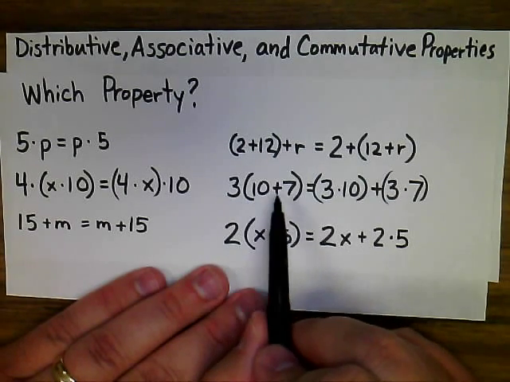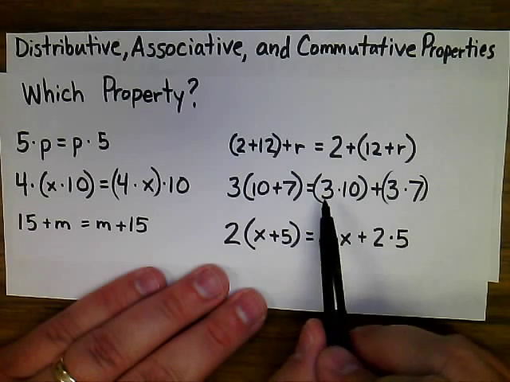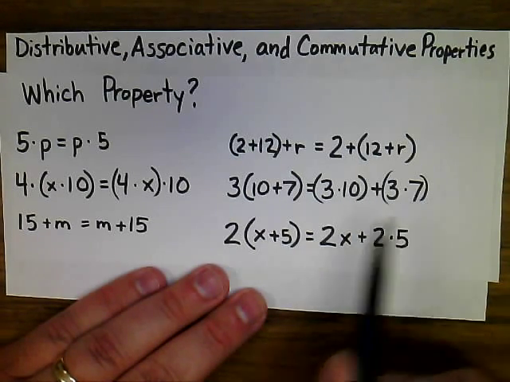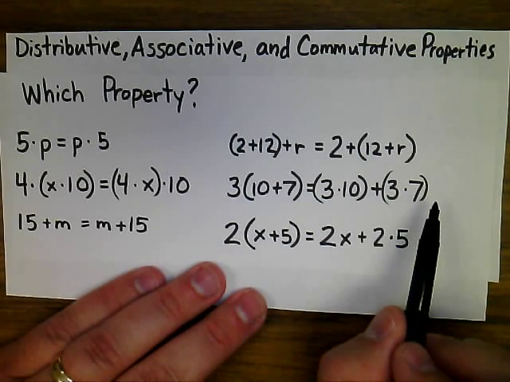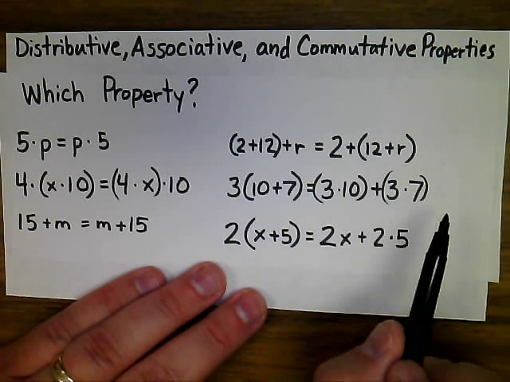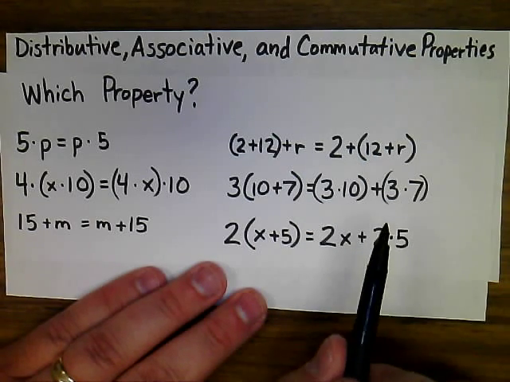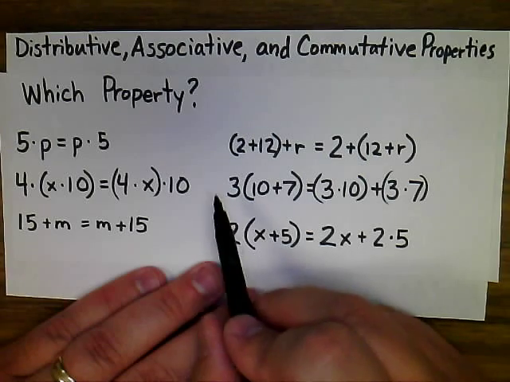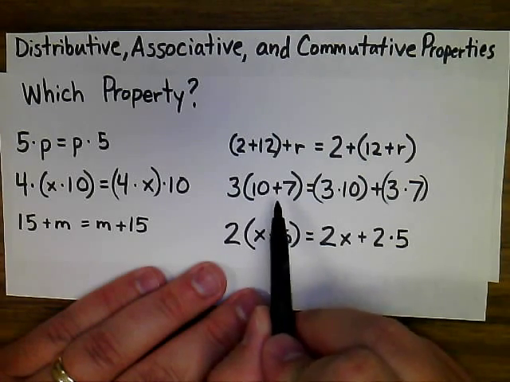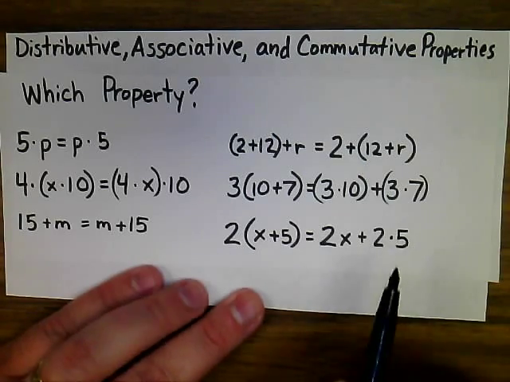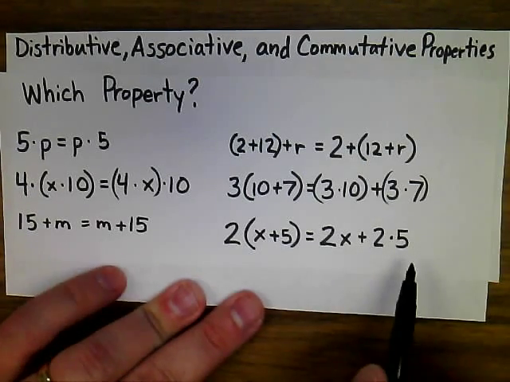3 times the sum of 10 plus 7 is equal to 3 times 10 plus 3 times 7. That's the distributive property. Now, a lot of students have learned how to identify the distributive property by just looking at parentheses. That's not a good strategy. It's more important for you to recognize that 3 times 17 is the same as 3 times 10 and 3 times 7. So we want to make sure we're aware of that. And that's evidenced right here.